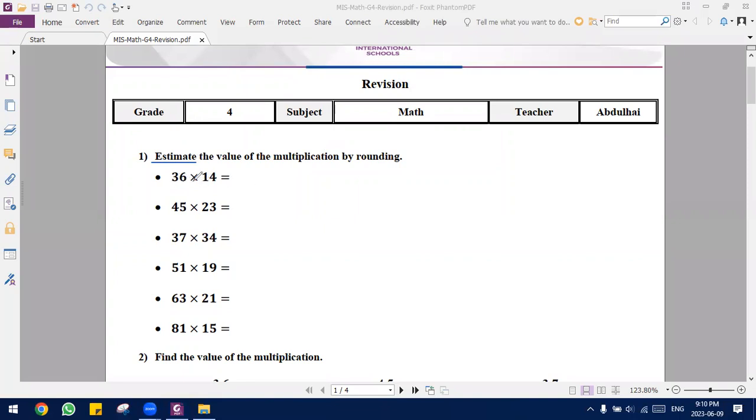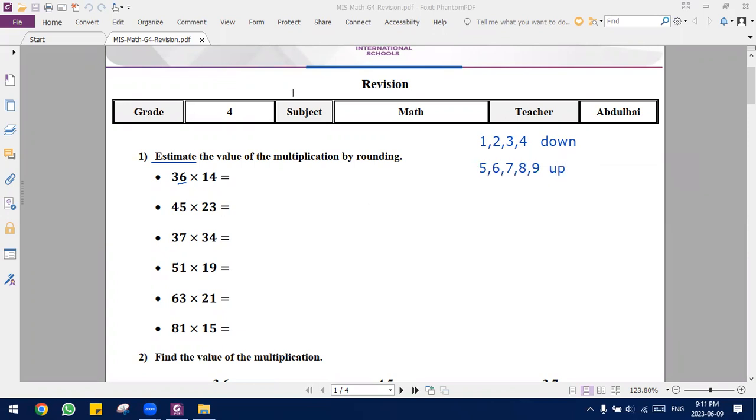We have 36 times 14. For rounding, I need to check the unit digits, the ones, okay? So here we have 6. If you don't remember this, for rounding, we have these numbers 1, 2, 3, and 4. These values will make the round down. And for these values, 5, 6, 7, 8, and 9, this is round up.